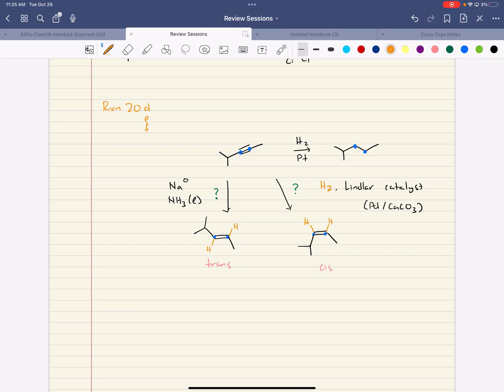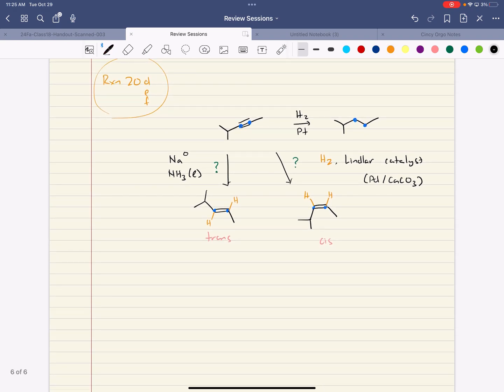All right. One last thing, and then I gotta stop this video. That's reaction D, E, and F. If your alkyne happens to be terminal like this, and you want to make it an alkene that looks like this, you could do either, and it doesn't matter. You could use H2 with Lindlar catalyst, or you could use Na metal with liquid ammonia. It will give you the same product.